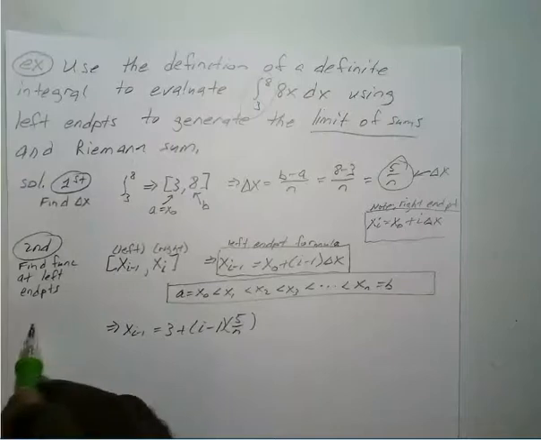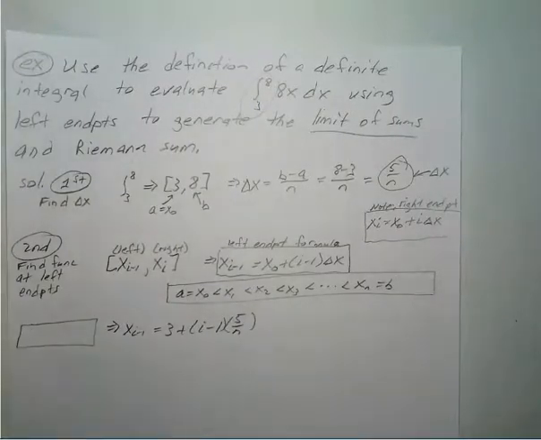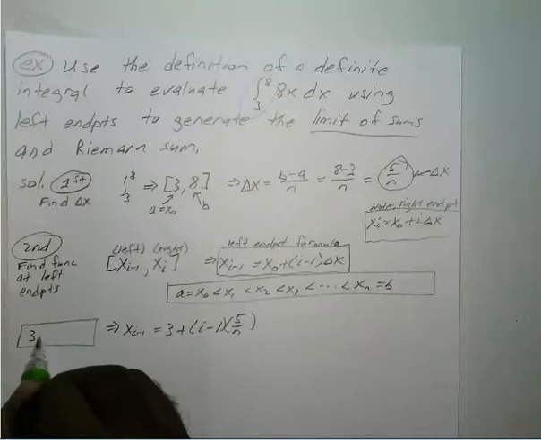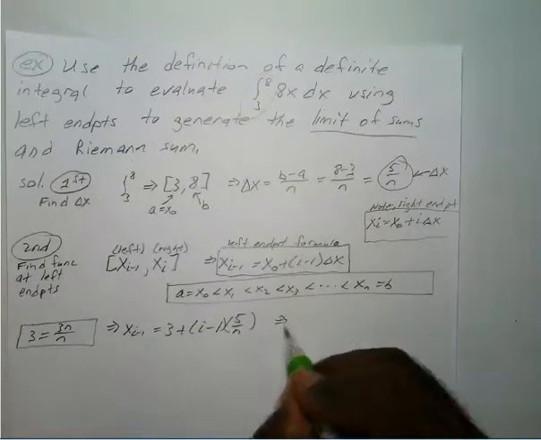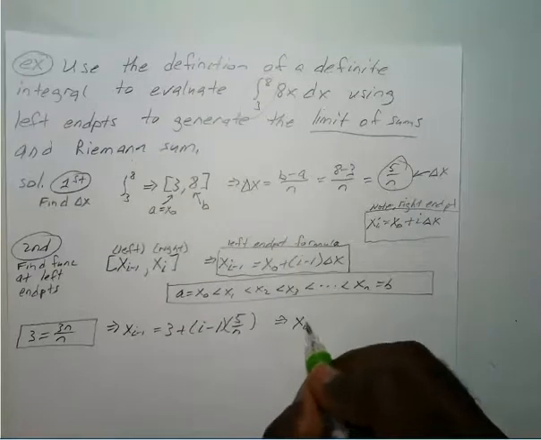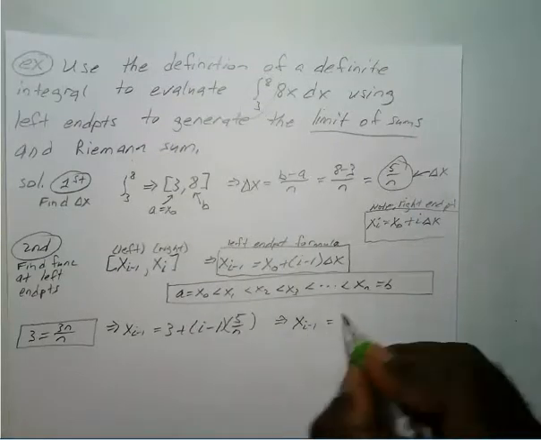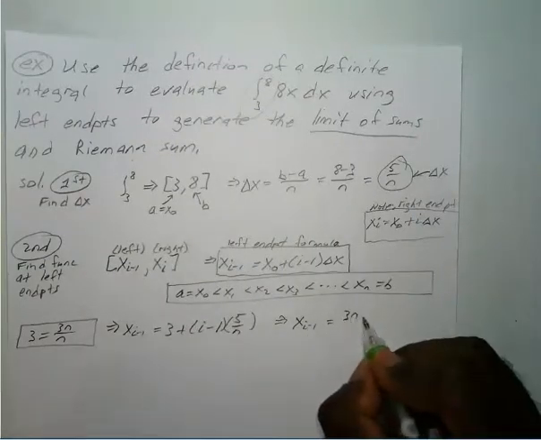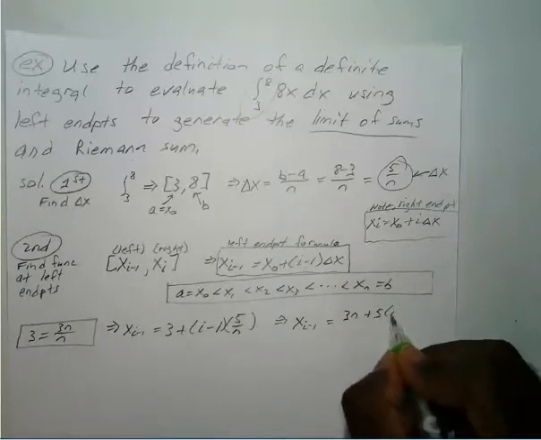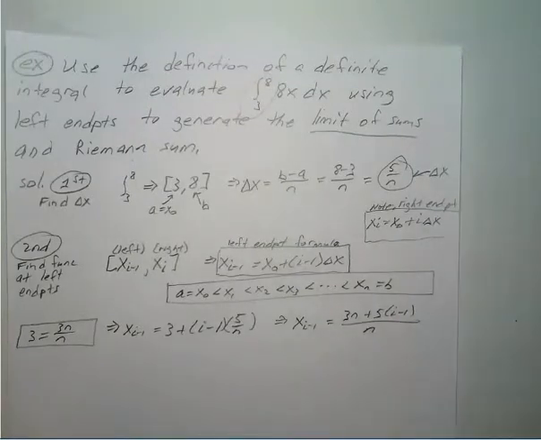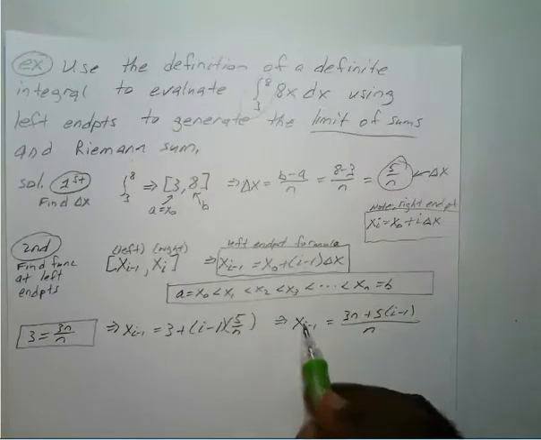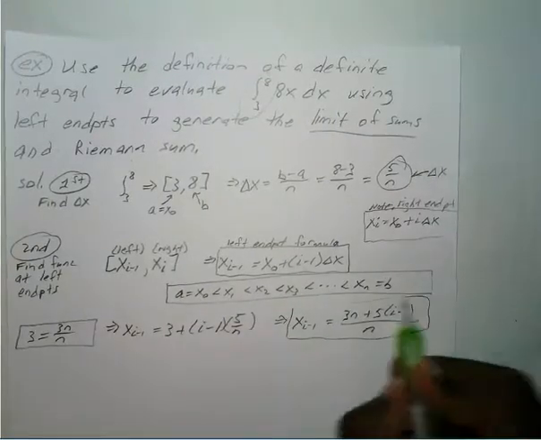Okay, so just like before, if you wanted to, you could leave it like that. I just try to simplify it a little bit. Remember that your 3 is equal to 3n over n. So that means your x sub I minus 1 is equal to 3n plus 5 times I minus 1 over n. Okay, so we have our x sub I minus 1.